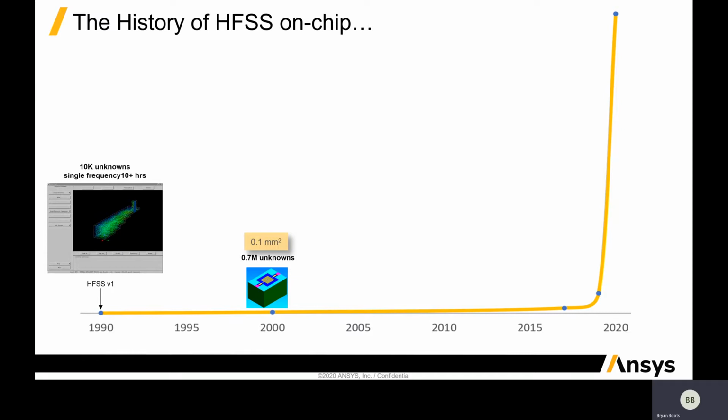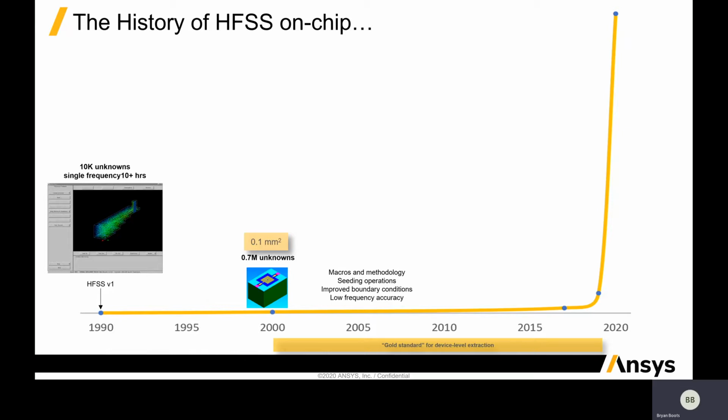This model is 300 microns on a side, so less than 1/10 of a square millimeter, and it was solved in around 700,000 unknowns. This continued for about a decade and a half, and over the course of this decade, HFSS really solidified itself as the gold standard for device level extraction on chip.